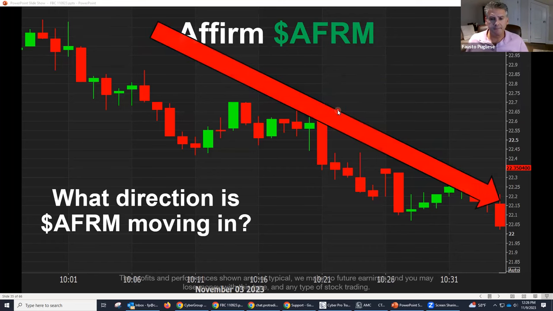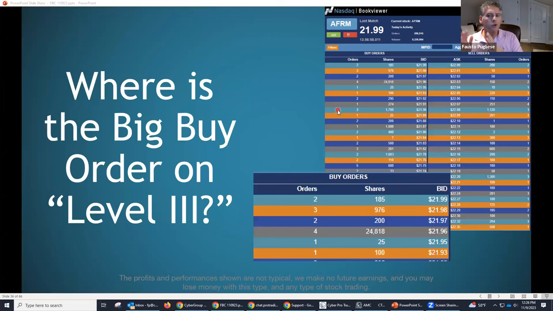So I'm going to change the slide. Now, we're going to go to the NASDAQ book viewer. And you'll notice right here that if a stock is going down, we need buyers. Now, I need to look at the buy column, and I'll notice there's buyers at every single price level. But the biggest order I find out there is right here at 21.96, 24,000 shares.